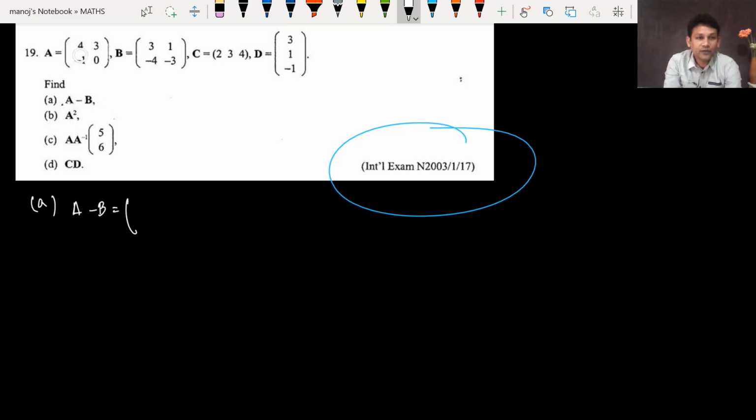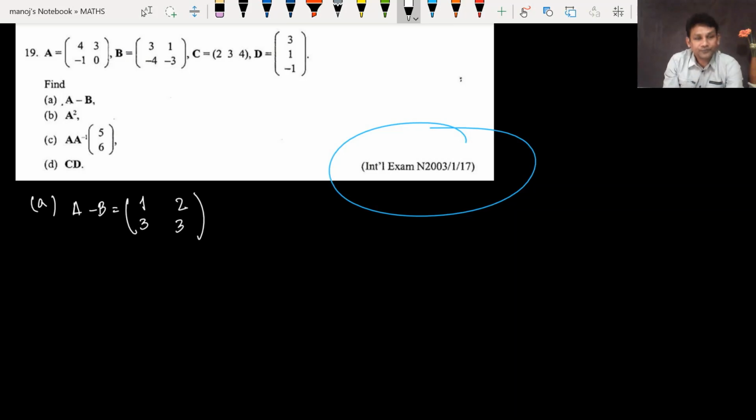A minus B means A and B. 4 minus 3 is 1, 3 minus 1 is 2, minus 1 and minus 4 is minus 5, and 0 minus 3. Sorry, 4 minus 3 is 1, 3 minus 1, okay, minus 1 and minus 4, this minus 4 will become plus 4, that's why it's coming 3. And 0 minus minus is plus, and the 3, okay, that's the result.